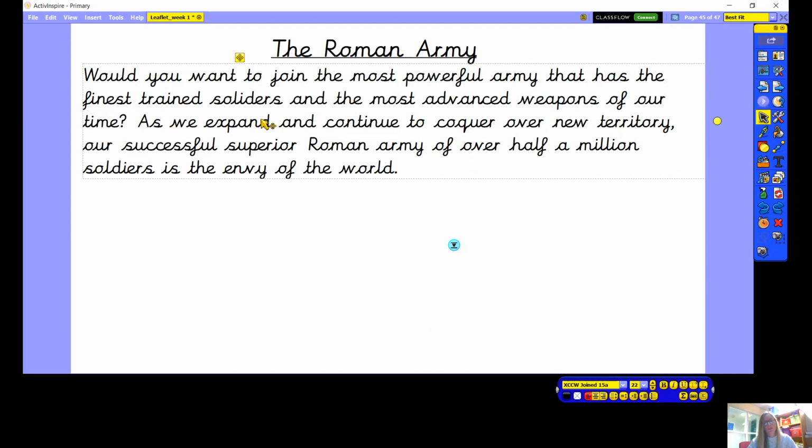I'm going to read that back and just check it makes sense. So as we expand and continue to conquer over new territory, I can already see I've got a spelling mistake to check. Our successful superior army of over 500,000 soldiers is the envy of our world. So that would be my introducing my paragraph there. So that's my chunk 1 written already. So pause the video now while you write your chunk 1.